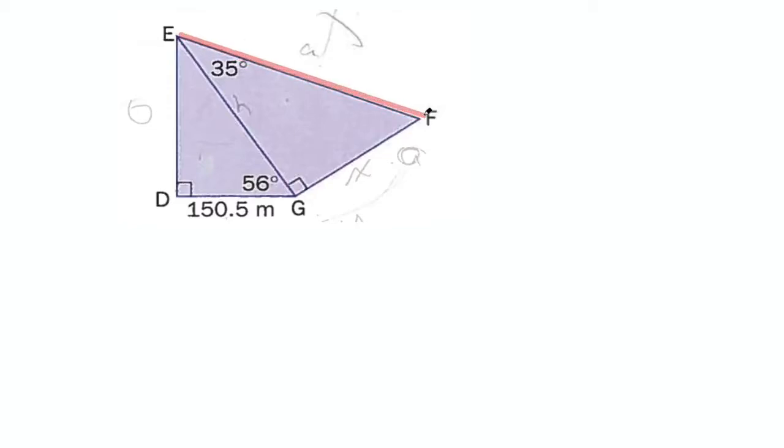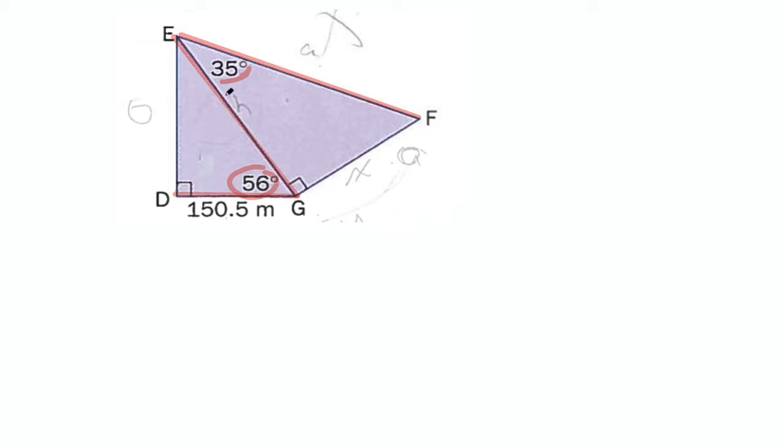So we want to find this length here, right? But we only know the angle in this triangle EGF. So let's try to figure out what this height is. We can do that because we know this side and this angle. So this is the hypotenuse, and this is the adjacent side relative to the 56.